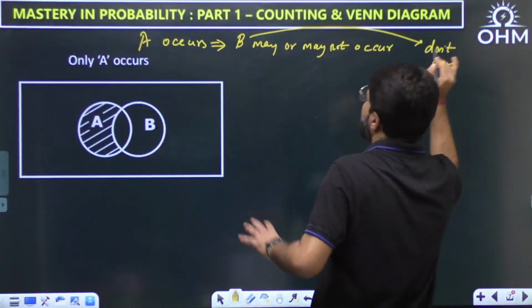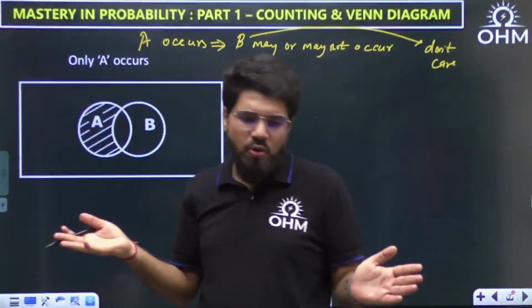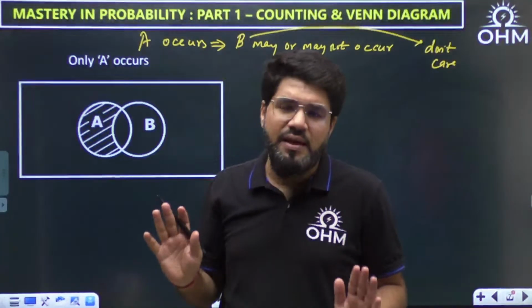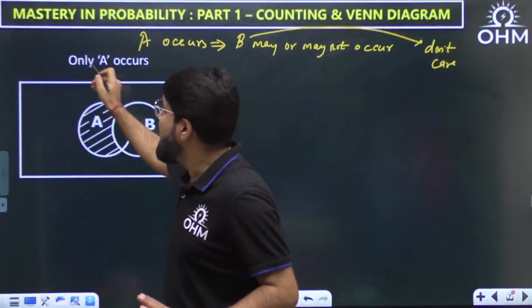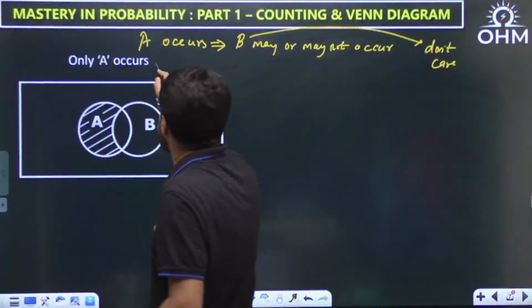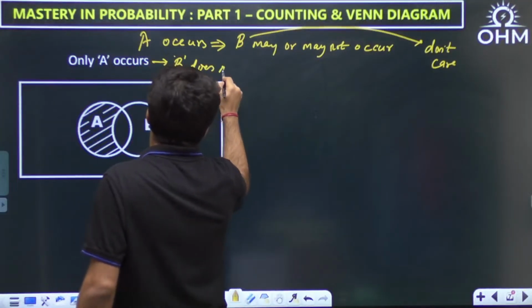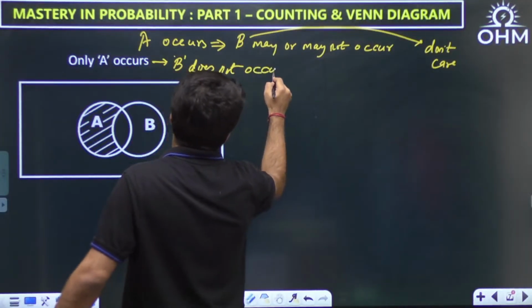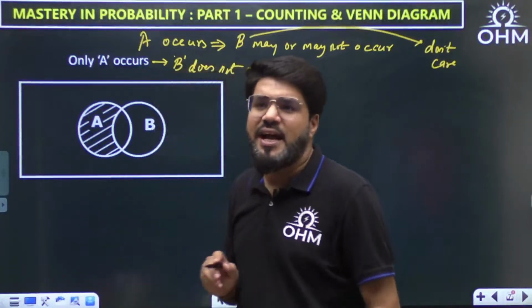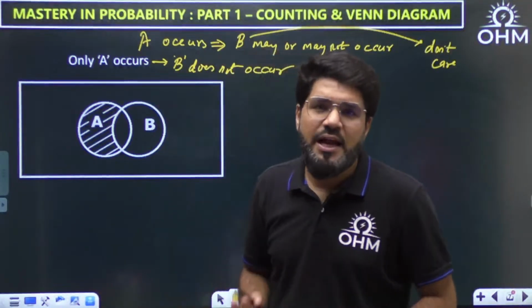That means event B goes in a don't care condition. When I say A occurs, I am only interested in A. But when I say only A occurs, this itself makes it clear that B does not occur, because the question says that only A will come, nothing other than A. That means B cannot come. So I hope the language is clear to you.